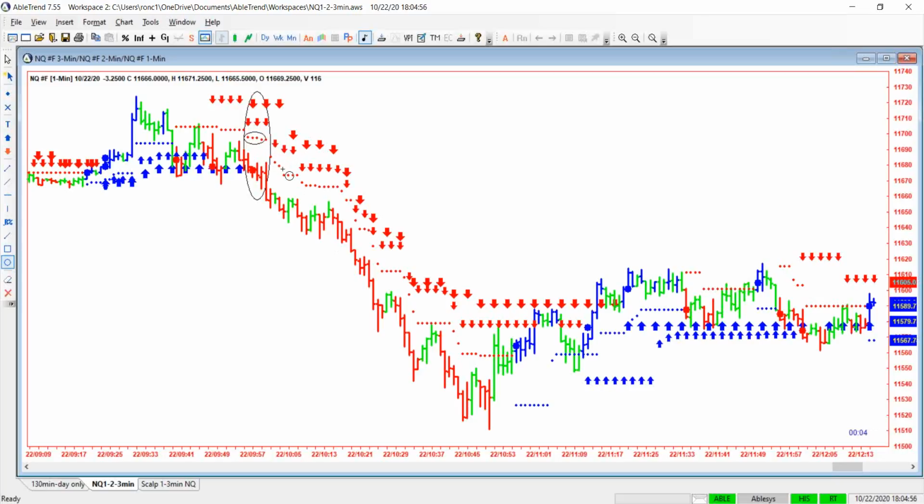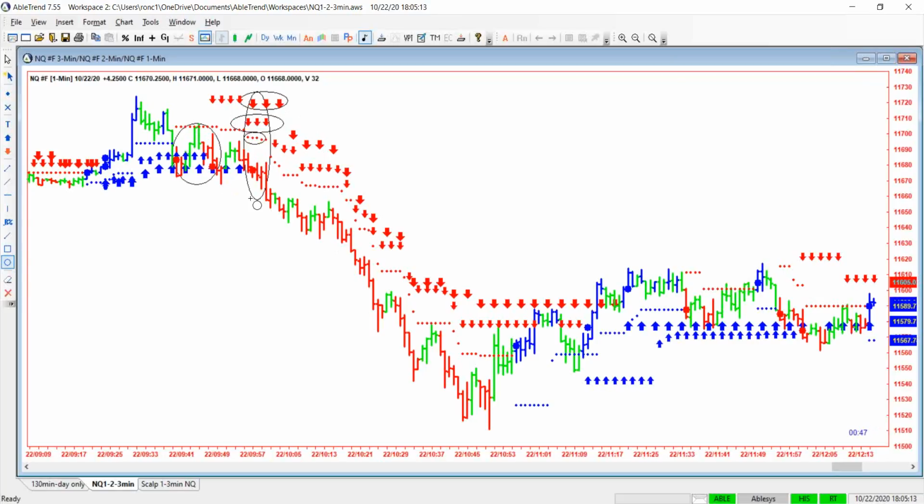The dots tell us the short-term direction. That's the 1-minute sell signal. The medium-sized arrow is the 2-minute sell signal. It's also red. The bigger arrow is the 3-minute sell signal. That's also red.